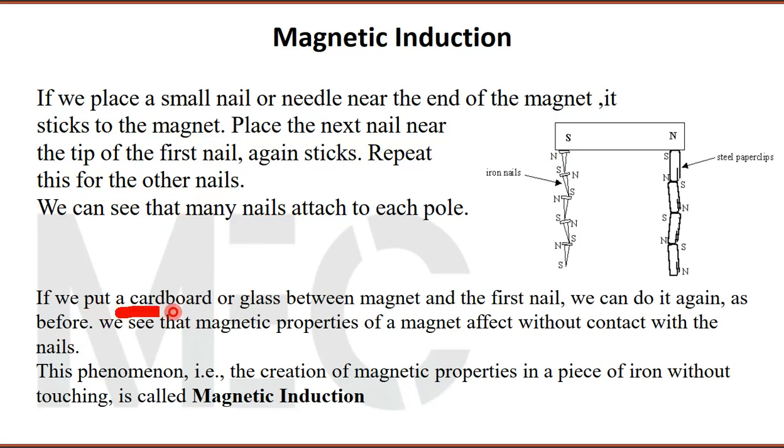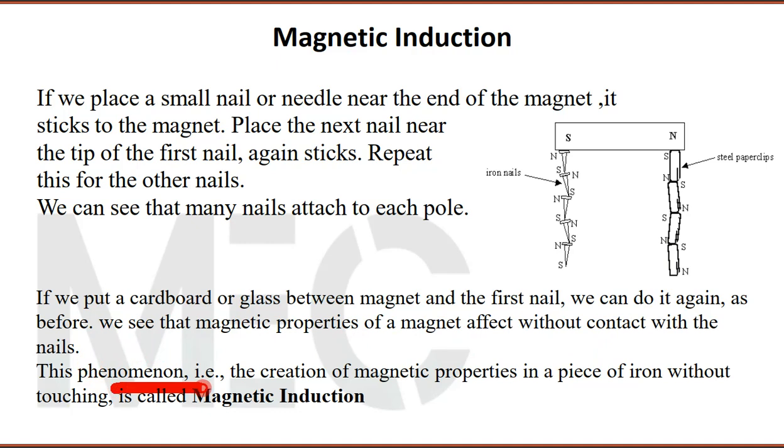If we put a cardboard or glass between the magnet and the first nail, again this applies, and this phenomenon repeats. We can do it again as before. We see the magnetic property of a magnet affects the nails without contact.